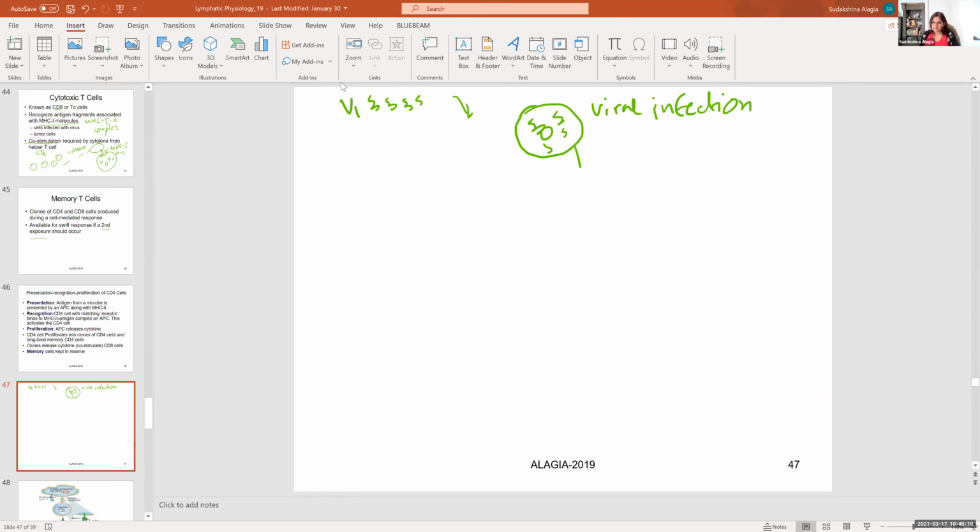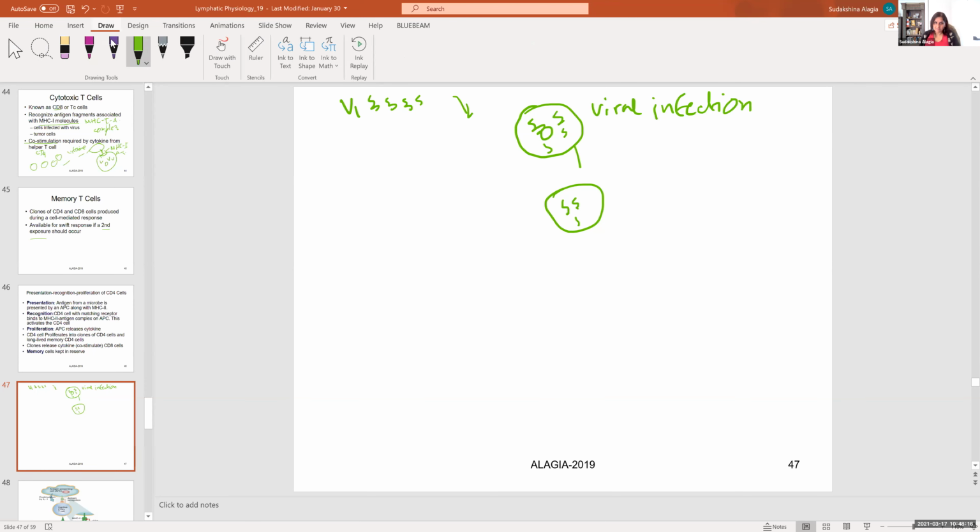Next, this cell, which is infected by the virus, is going to display the MHC1 antigen complex. So let's say that's the MHC1. That's what it had before, just MHC1. Now it's going to have MHC1 with the antigen. So this is just MHC1. This is MHC1 antigen complex.